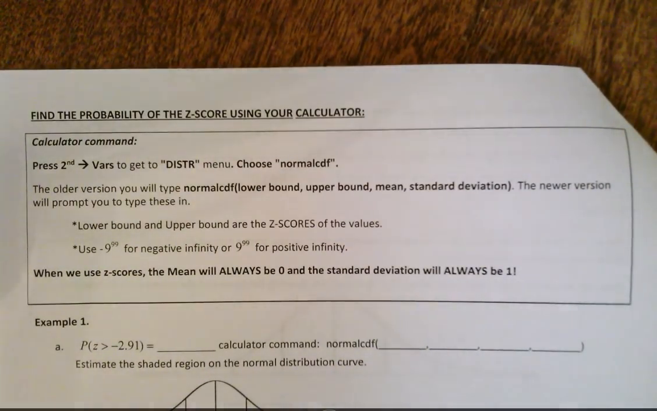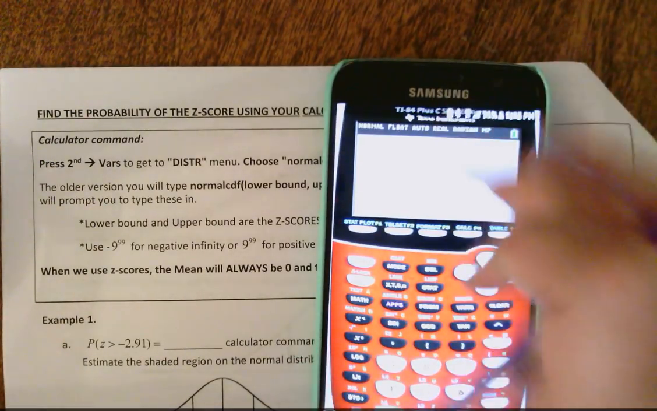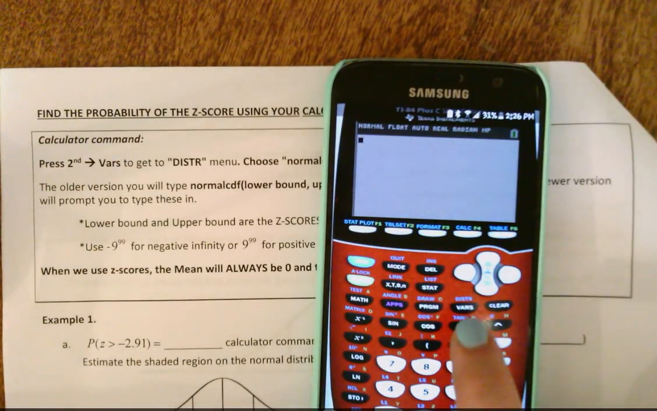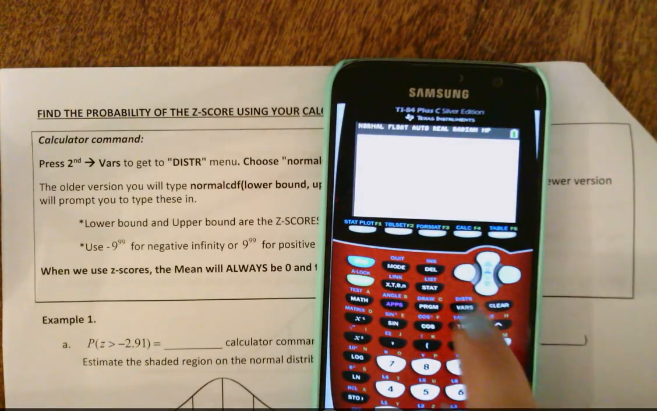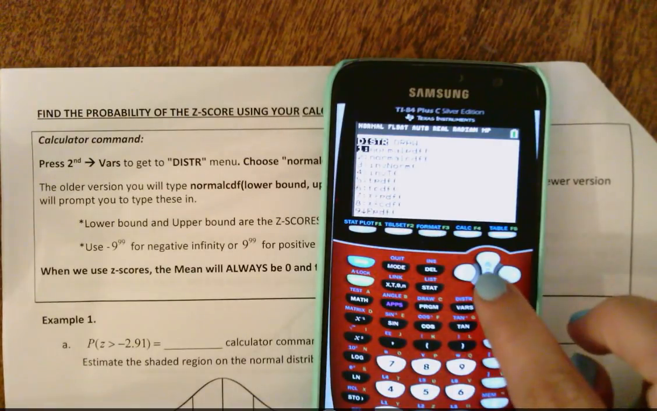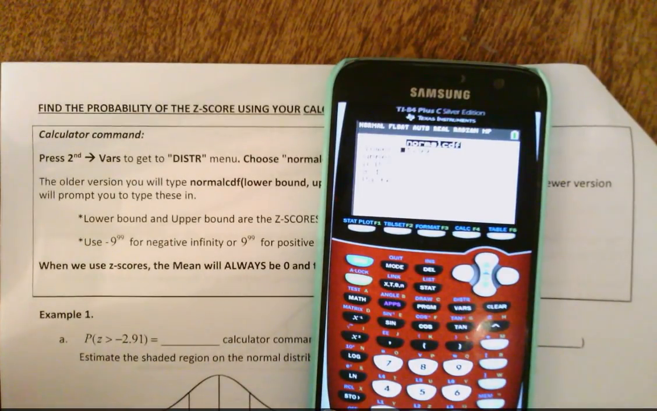Okay, so the part of our calculator we're going to use is our VARS button. Okay, so when we find it on our calculator, I'm going to turn my brightness down a little bit. There we go. Your VARS button is right here. Okay, so we're going to push second VARS, and it comes up with this menu. Okay, this is our distribution menu, and we're going down to option number 2, which is normal CDF. Okay, and then this is the menu we're going to use.